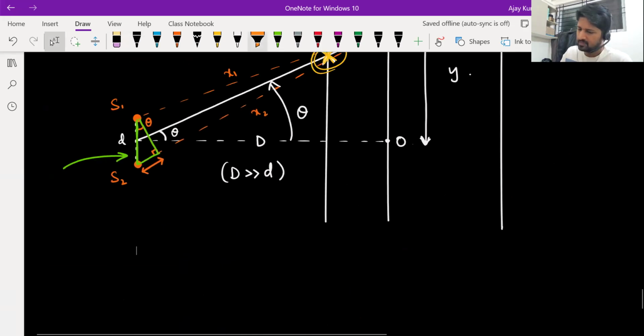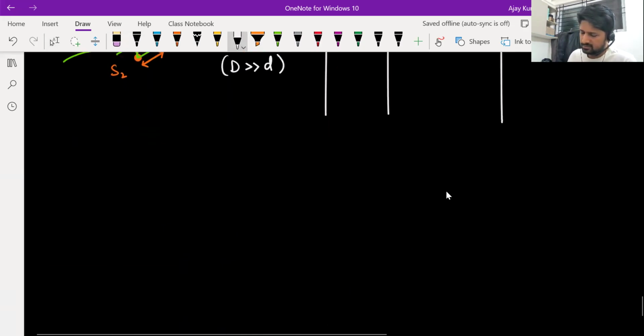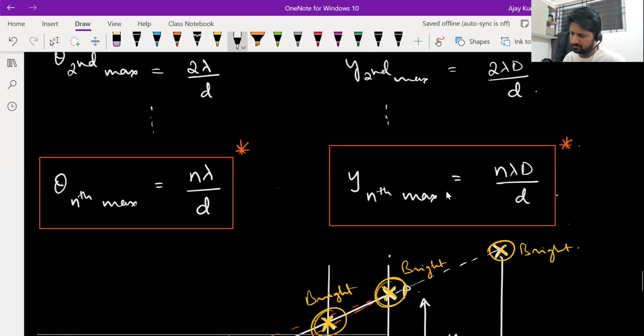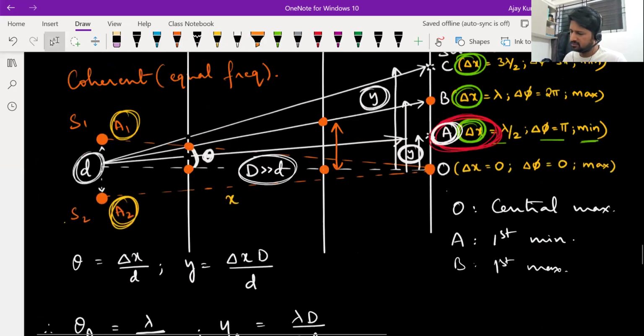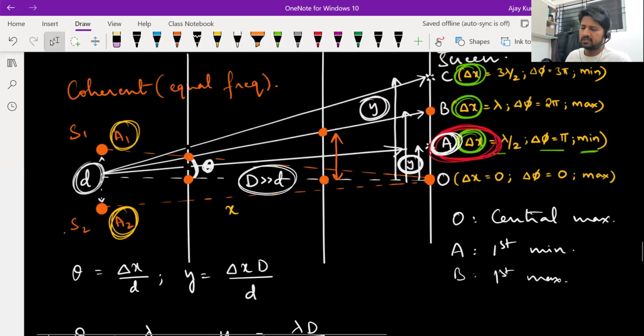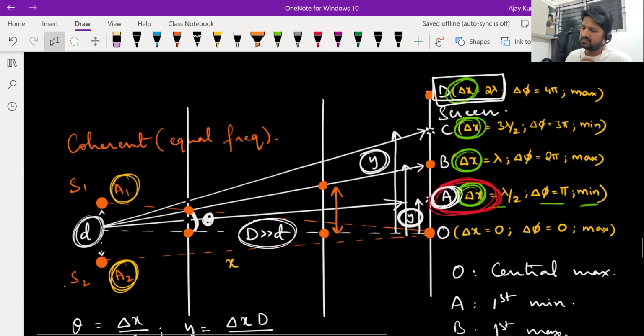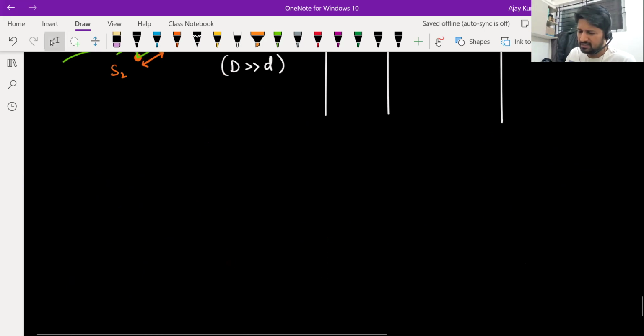Fine. Next is something called, wait, we wrote the formula for nth maximum. We'll also write for nth minimum. The first minimum occurs at point A, at which the path difference is lambda by 2. The next minimum occurs at point C, at which the path difference is 3 lambda by 2. The third minimum will be at point E, where the path difference is 5 lambda by 2, and so on. Basically, destructive interference has to happen.